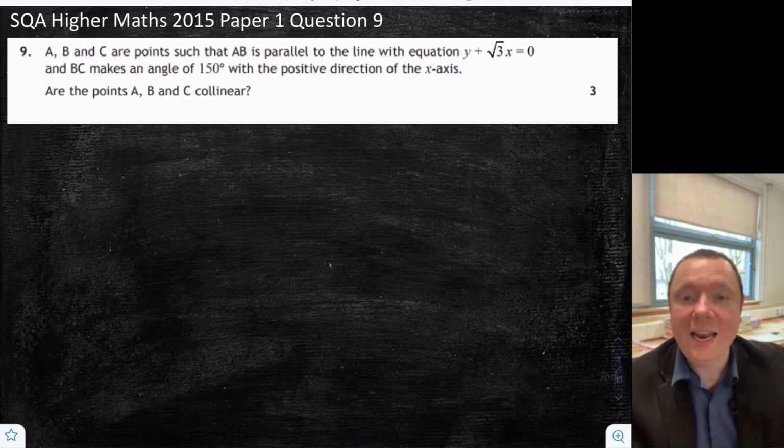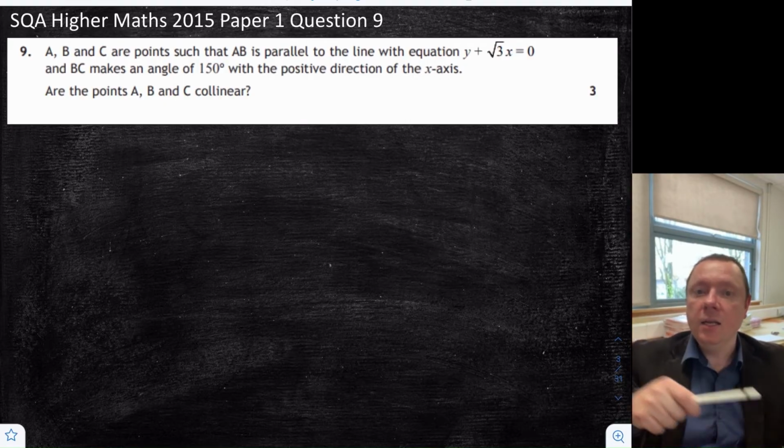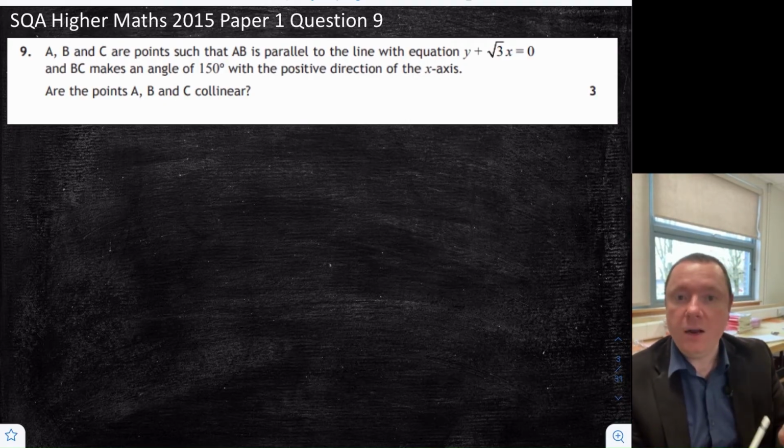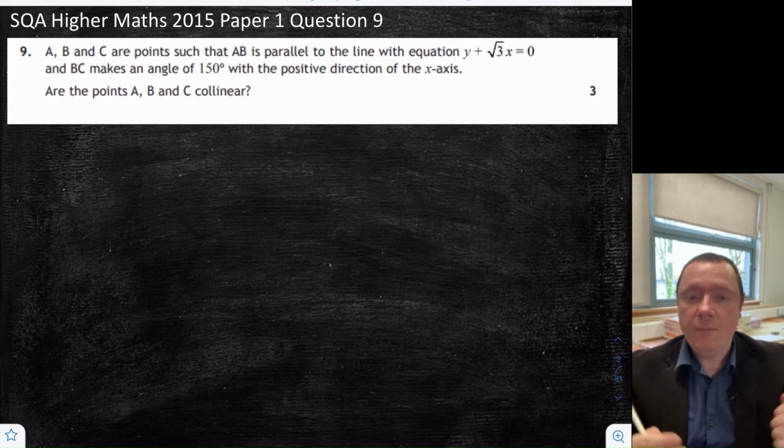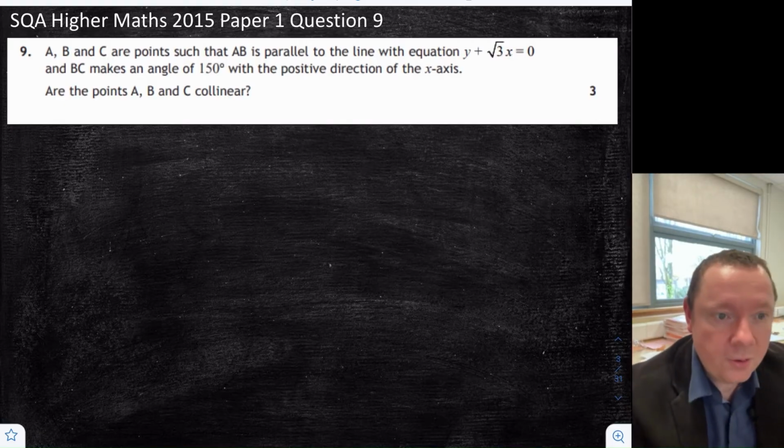Are they collinear? So you need to know what collinear means. They are all in a straight line. So if you work out if A to B are parallel and B to C are parallel, and when it says B is a point in common, they would be in a straight line because they're parallel or not. So let's just work on this.